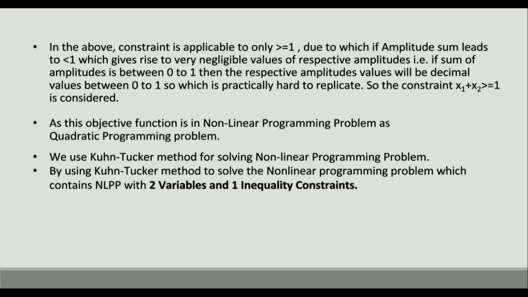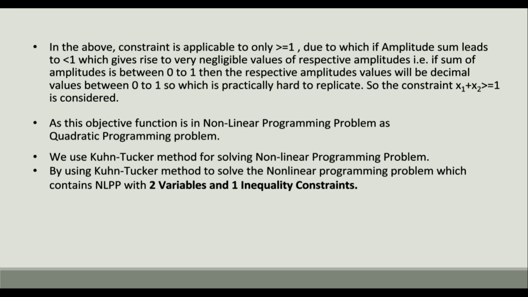In the above, the constraint is applicable only if x1 plus x2 is greater than or equal to 1, because if the amplitude sum is less than 1, it gives rise to very negligible values of the amplitudes. That is, if the sum of amplitudes is between 0 and 1, then the amplitude values will be decimal values between 0 and 1, which is practically hard to replicate. So we'll be taking the constraint as x1 plus x2 greater than 1.